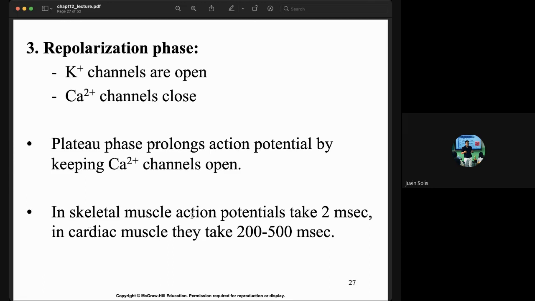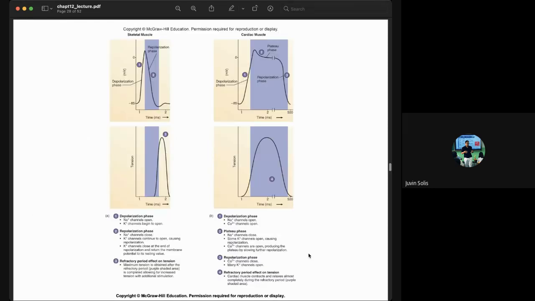In skeletal muscle, action potential takes 2 milliseconds. In cardiac muscle, they take 200 to 500 milliseconds. So as you can see here, please find this one in your book for you to understand more about the conduction system of the heart. Okay, I mean about the action potential of the heart.